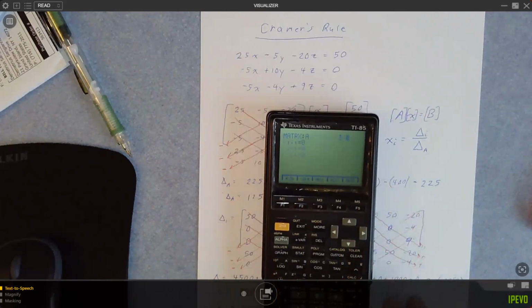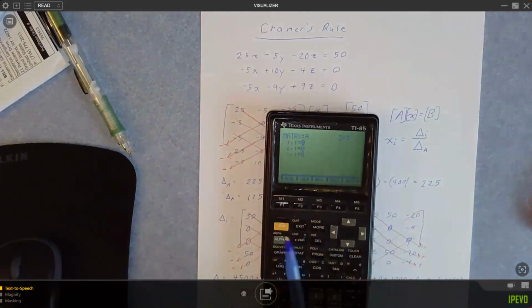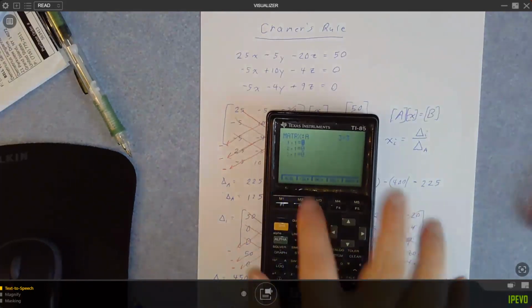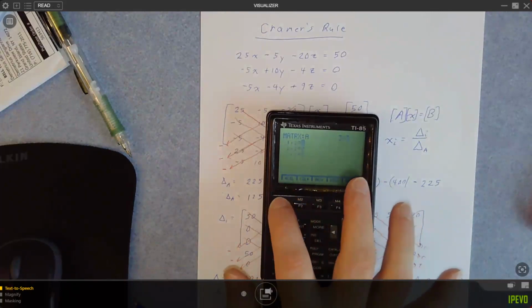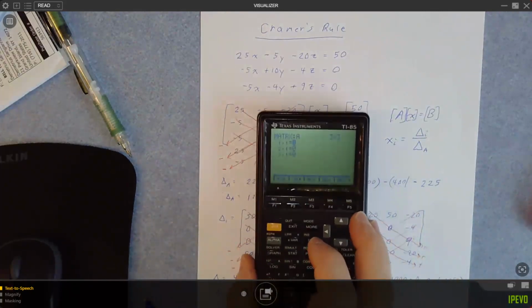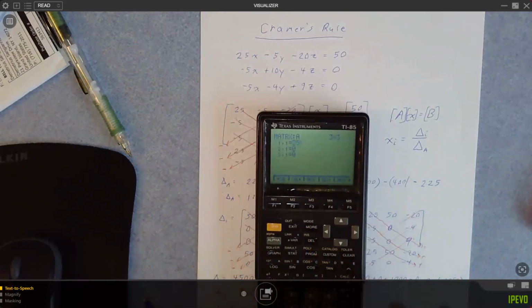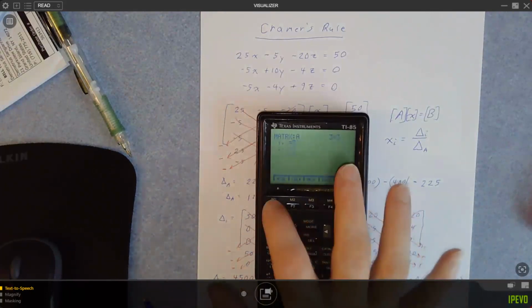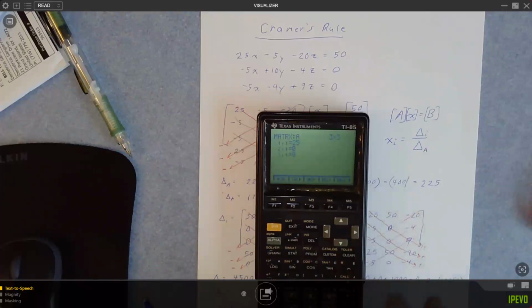And I make this a 3x3 matrix. Now, the way this is set up is in columns, column 1 and column 2. So I can scroll back and forth between columns. So I'm going to put my matrix in here. Oops, I forgot. I like to go vertically.